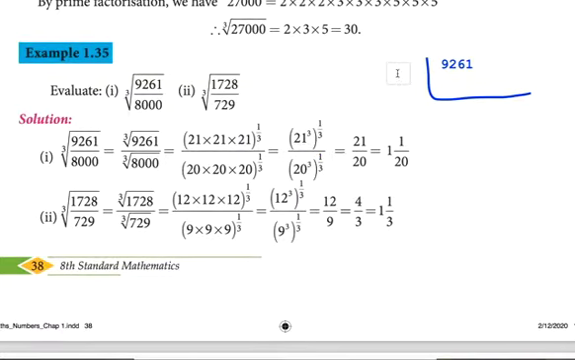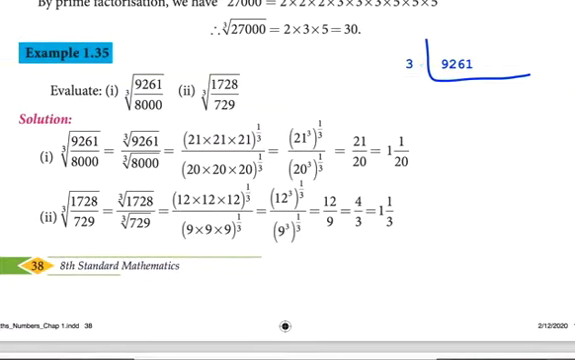Let me write it here. I'm putting 3 before. Let me confirm whether it goes by 3 or not. The last digit is not an even number, so it won't go by 2. Add the digits: 9 plus 2 is 11, plus 6 is 17, plus 1 is 18. 18 goes by 3, so this number must go by 3. Yes, now 3 will come here.